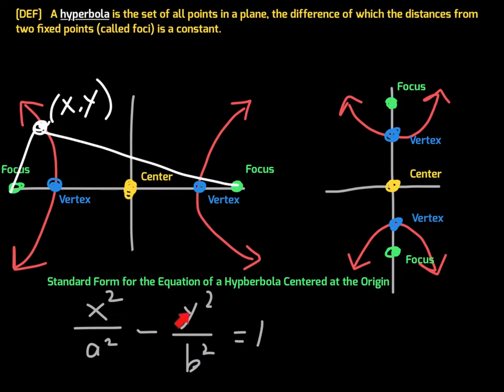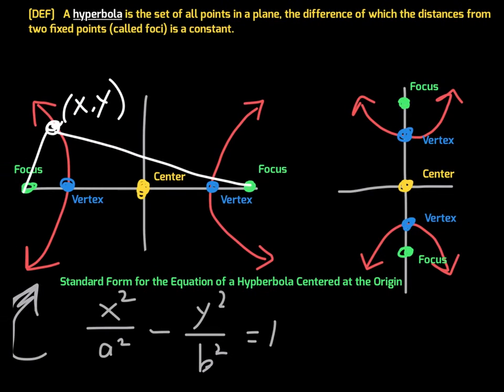Now remember, this is the standard form for a hyperbola that's centered at the origin. Furthermore, this is the equation for a hyperbola centered at the origin that is opening sideways like this one right here, right? So this equation that I've written is the standard form for the equation of a hyperbola that's opening left and right. The standard form for an equation that's opening up and down, watch this, is the following: y squared over a squared minus x squared over b squared is equal to 1.